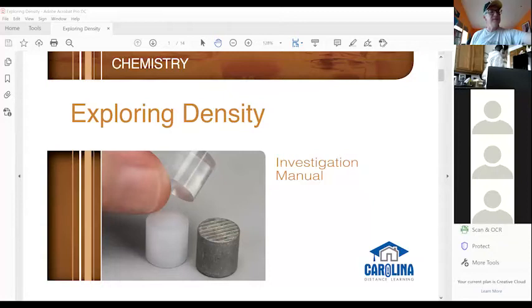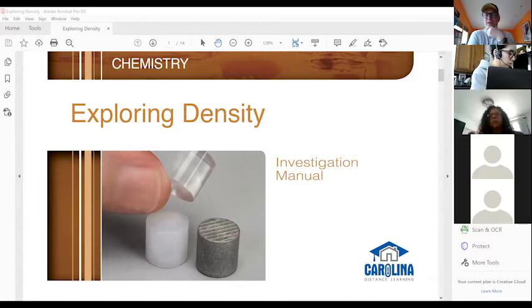is the difference between intrinsic and extrinsic properties. Can anyone give me an idea of what an extrinsic property is? What are the differences between the two then?